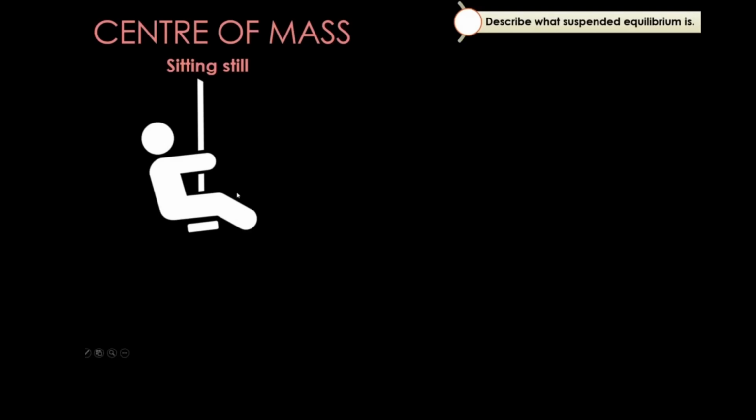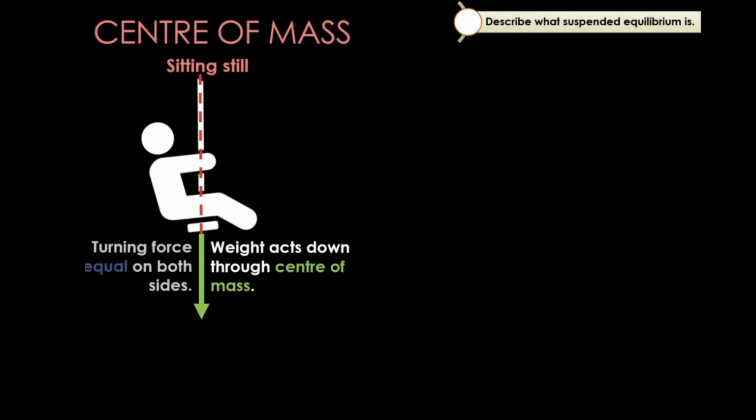Right, so let's have a look at this. When you're sitting completely still, your weight is acting down through your center of mass, and the turning forces on each side are equal. So the force that would cause you to move in one direction or the other, about that pivot up at the top of the swing, is the same in both directions. And because those forces are the same, the resultant turning force would be 0. So you're not going to move.